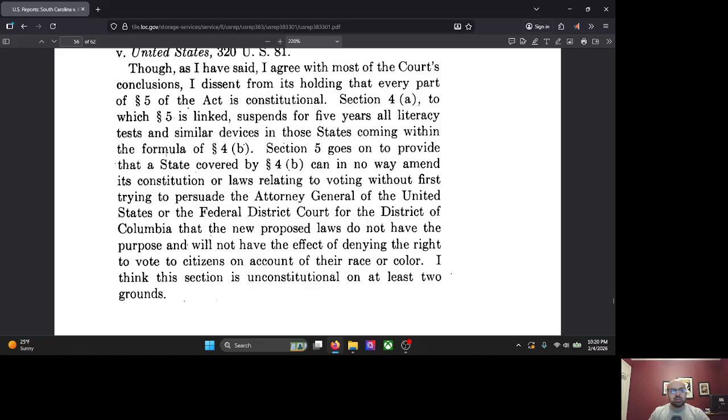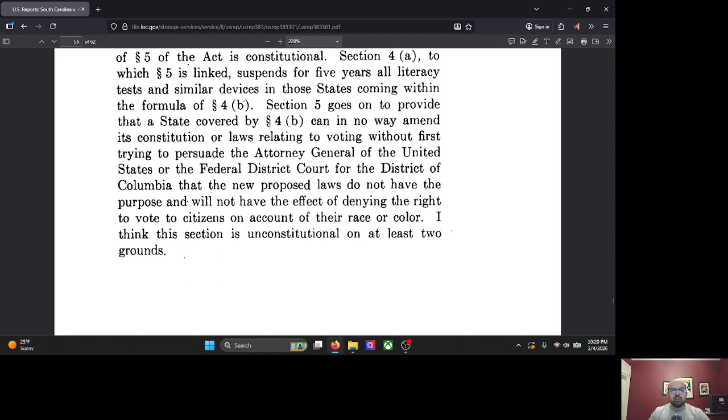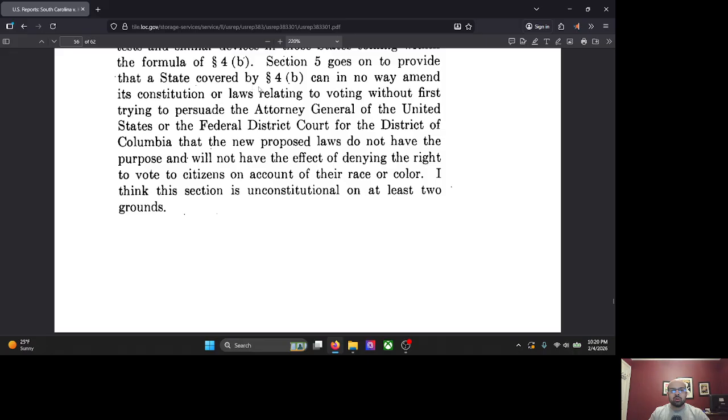Section 5 goes on to provide that a state covered by subsection 4B can in no way amend its constitution or laws relating to voting without first trying to persuade the Attorney General of the United States or the Federal District Court for the District of Columbia that the new proposed laws do not have the purpose and will not have the effect of denying the right to vote to citizens on account of their race or color.